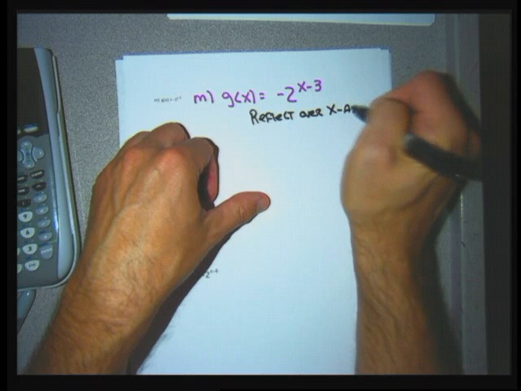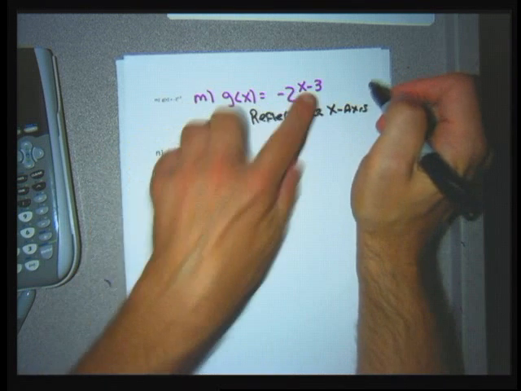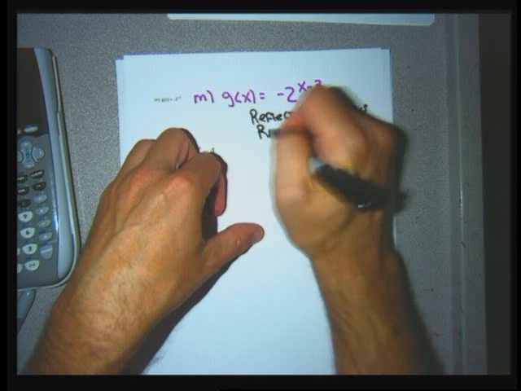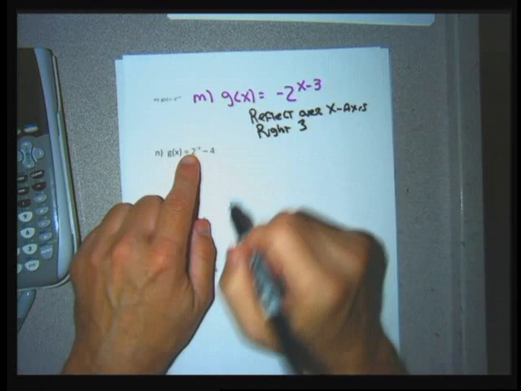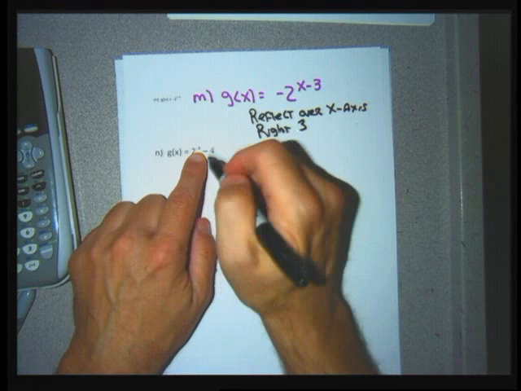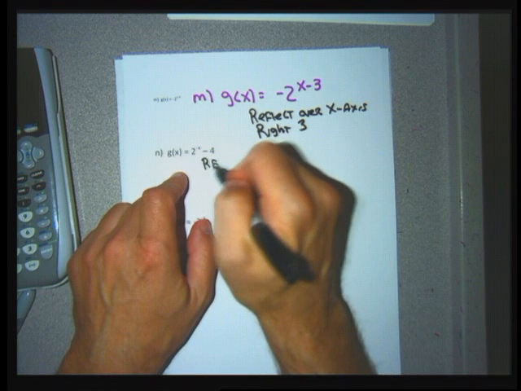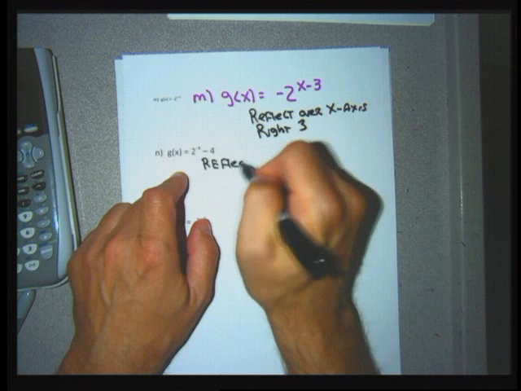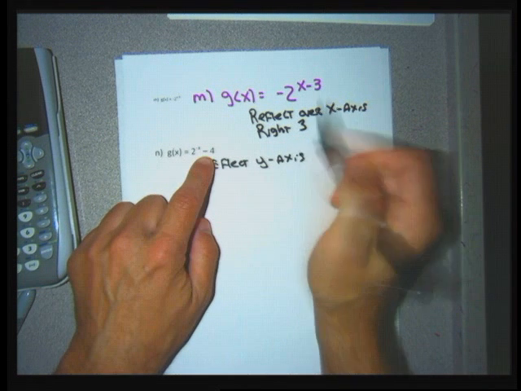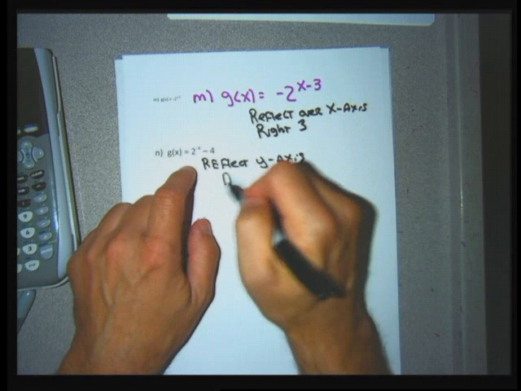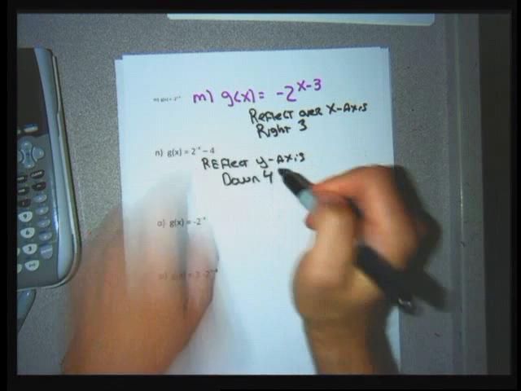And because the 3 is in the exponent and not after it, it's going to go right 3. In part n, the negative, because it's in the exponent, is going to reflect it over the y-axis. The minus 4, because it's not in the exponent, is going to move it down 4 units.